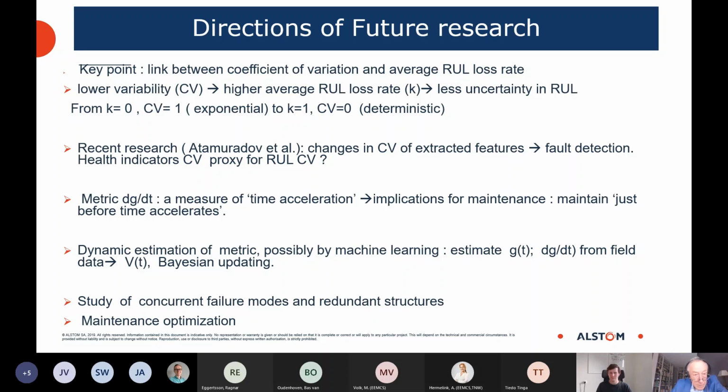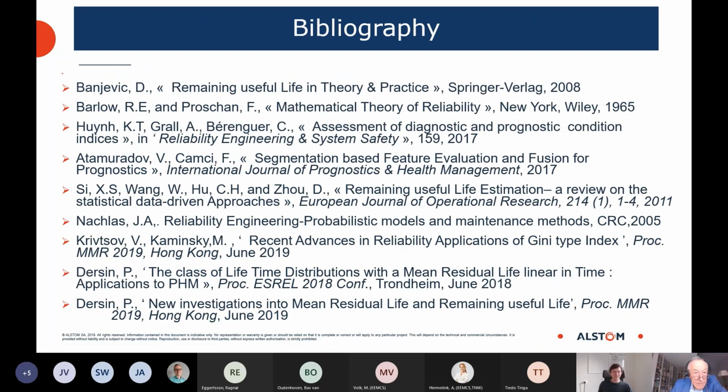Then of course it would be useful to study concurrent failure modes. We just showed a very simple example, and we saw it's already complex, and redundant structures, various kinds of redundancies. And last but not least, of course, use all of that to optimize maintenance, in particular through predictive maintenance, but not only. So a list of references.